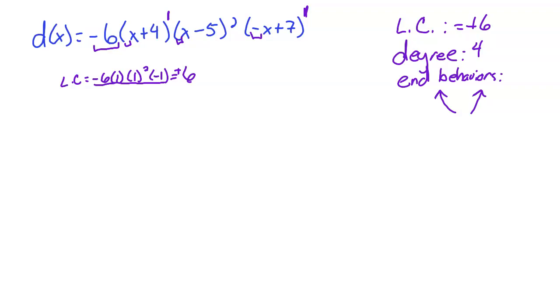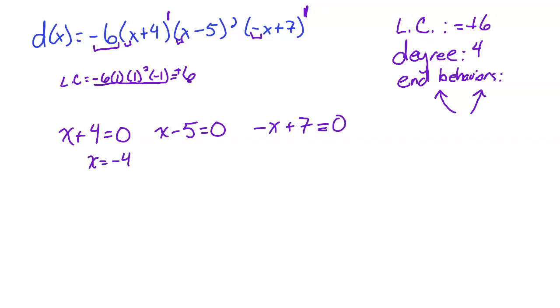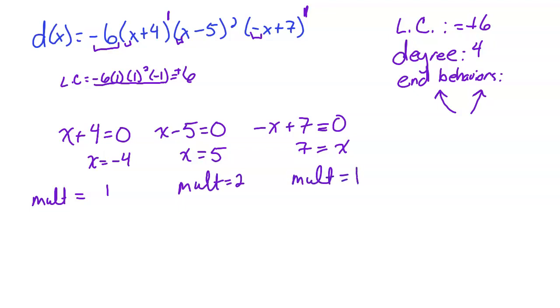For my zeros, I'm going to put each one of my factors with a variable equal to 0, and I will solve. And so I get that x is equal to a negative 4, x is equal to a positive 5, and 7 is equal to an x. Then I look at the multiplicity. So this one has a multiplicity of a 1. The 5 has a multiplicity of 2. And the 7 has a multiplicity of a 1.